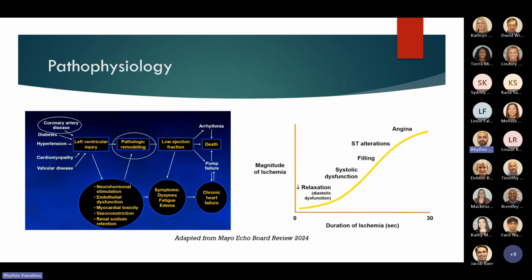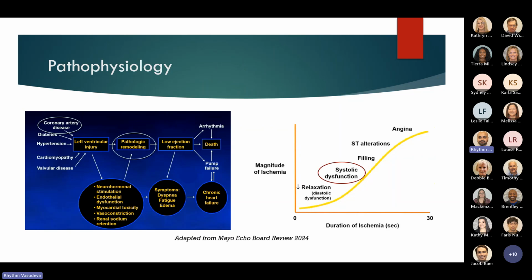On the right side of the screen is this famous graph that shows how changes occur during ischemia. As you can see, systolic dysfunction is actually pretty early. You see systolic dysfunction even before you see EKG changes or symptoms like angina. And even before that, you'll see diastolic dysfunction, which can be a little hard for us to assess at the bedside.